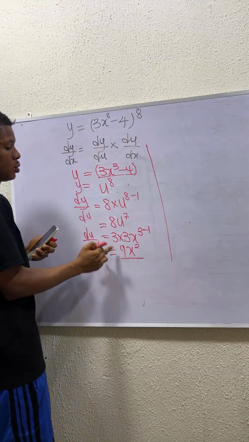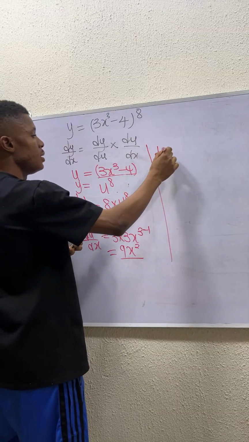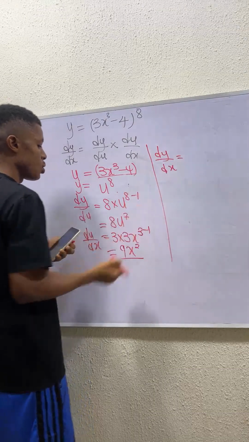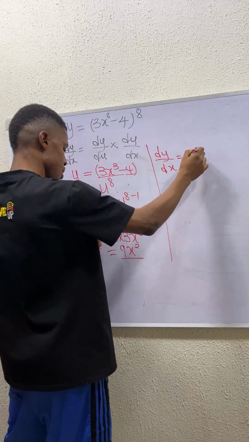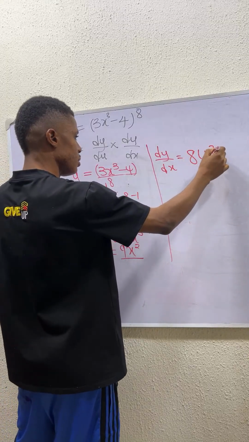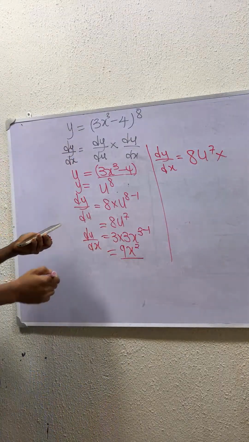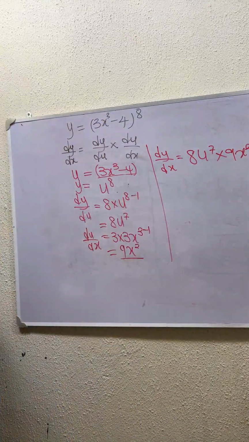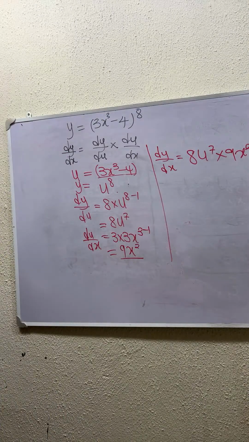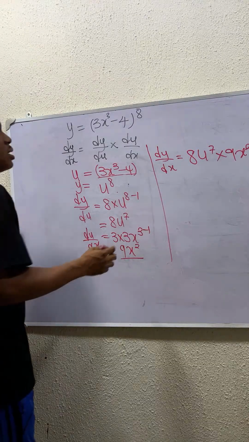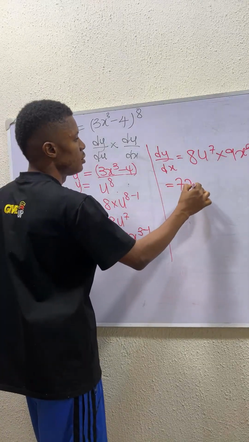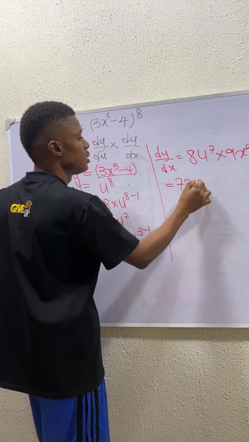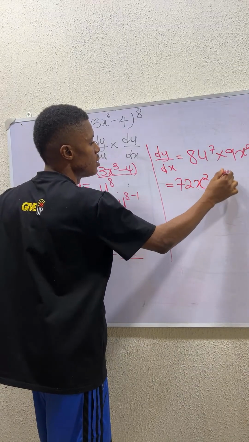We've differentiated the two. We have dy/dx, differentiating y with respect to x, is equal to the first one, which is 8u power 7, times the next one, 9x squared. What's the value of 8 times 9? 8 times 9 is 72. You have 72x squared u power 7.